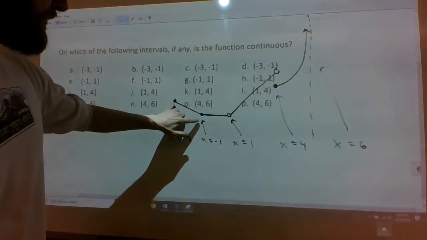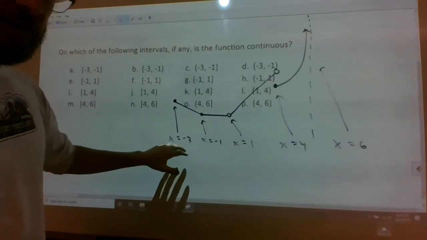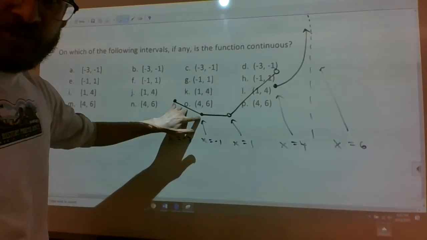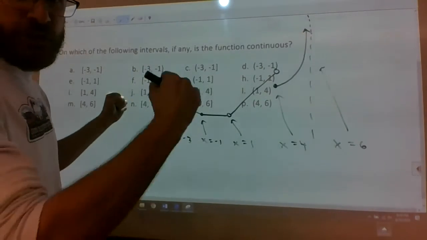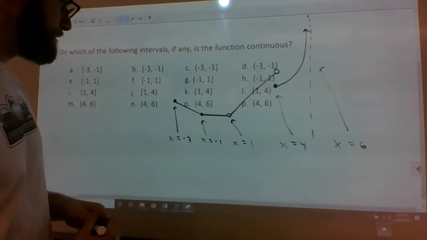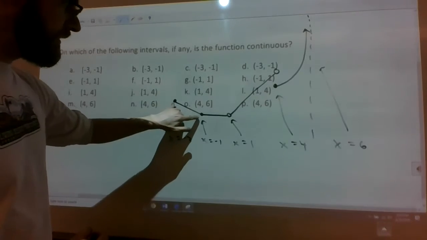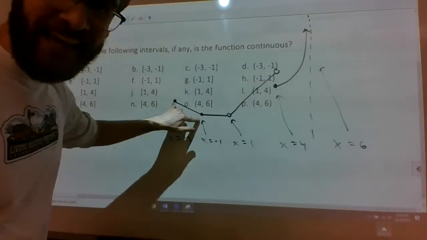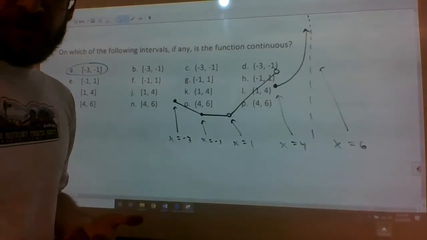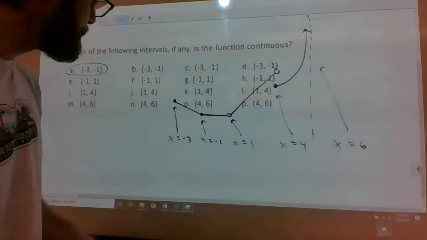So let's think about it. From here to here, is x equals -3 to x equals -1, is our function completely continuous from -3 to -1, including the endpoints? The closed circles indicate yes. So what I'm doing is I'm circling the ones that, yes, it is true.